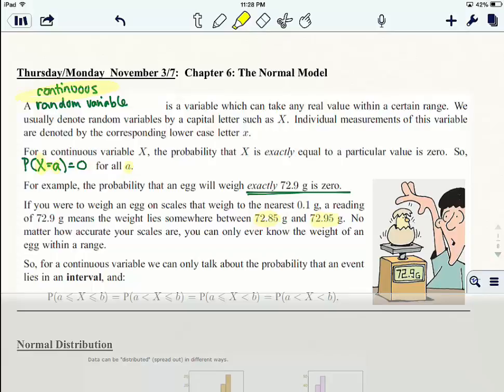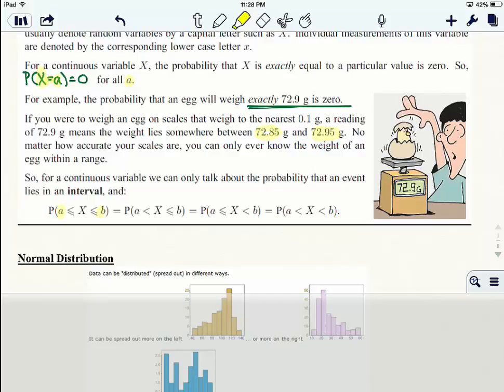No matter how accurate your scales are, you can only ever know the weight of an egg within a range. So for a continuous variable, we can only talk about the probability that an event lies within an interval between a and b, and we can say it's equal to, or just between a and b but not equal to, or equal to one and not the other. Bottom line, all of those probabilities will always be the same because it's the same amount in the interval.